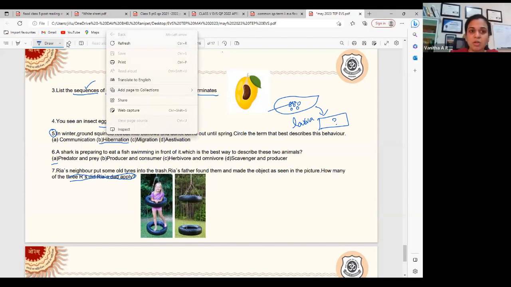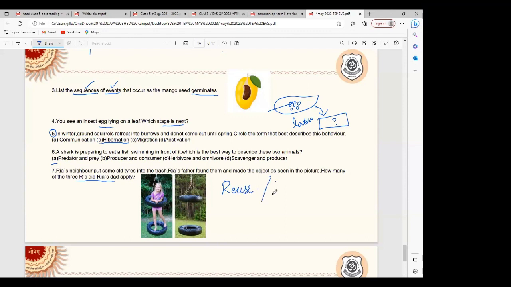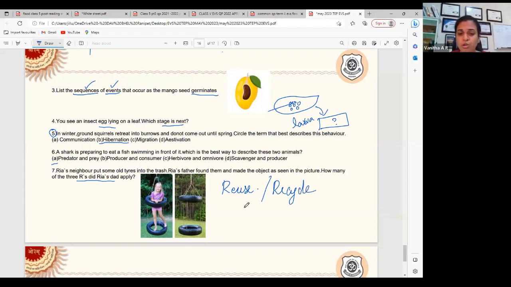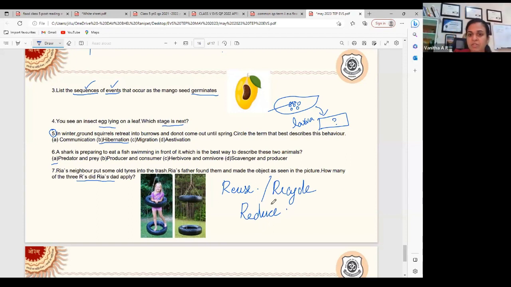Yes, teacher, that is a simple way of asking the question, but I didn't ask it that way. I have taken some effort to look for some pictures which apply some R's. Reduce, reuse, recycle. May I get the answer for this, ma'am? Is it reuse? Yes, definitely reuse. Recycle also, yes. And reduce also. He has reduced the wastage. Now it has been made into something else. So definitely we are reducing the carbon footprint or the wastage on the earth. So now the child will understand.